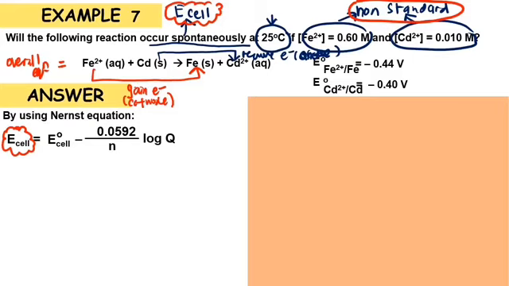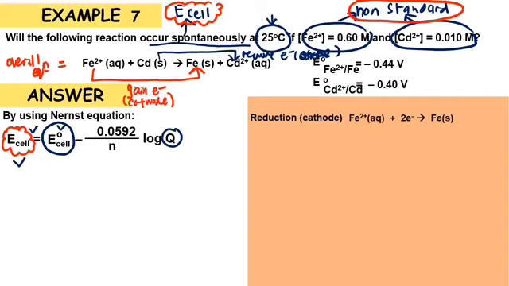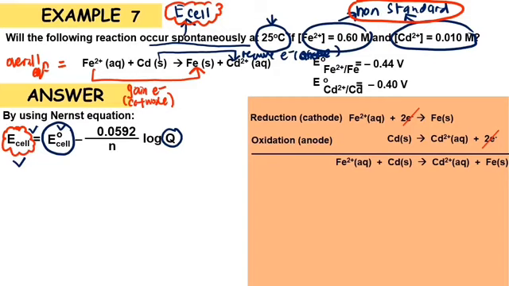So, kita tengok kita punya formula. E cell sama dengan E naught cell tolak 0.0592 per n log Q. So, kena tahu kita kena tentukan nilai Q dahulu dan nilai E naught cell dahulu untuk tentukan nilai Nernst equation. So, kalau saya tentukan dulu reduction pada ferrum. Okay. Manakala oxidation di anode. Okay. So, tentukan overall equation, 2 elektron dah balance. So, cancel 2 elektron. Ini adalah overall equation kita.